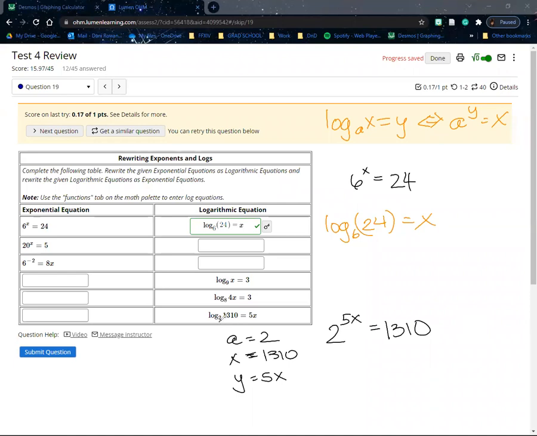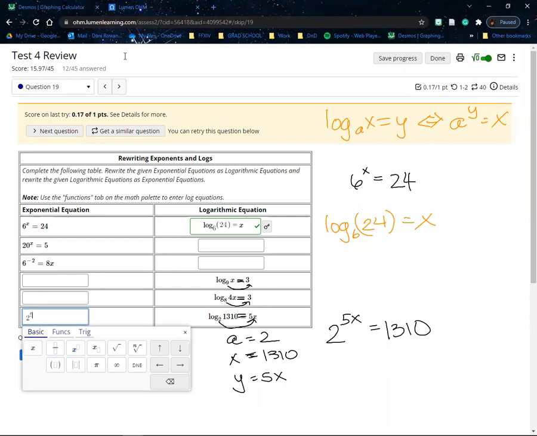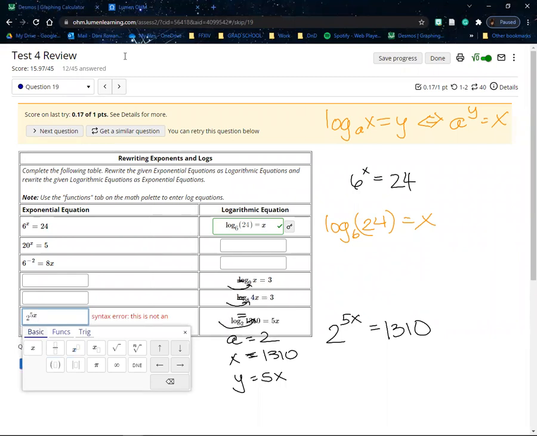Another way to see it is 2 to this power equals this. 8 to that power equals that. 9 to that power equals that. Okay, so let's go ahead and write that. So 2 to the 5x equals 13.10.